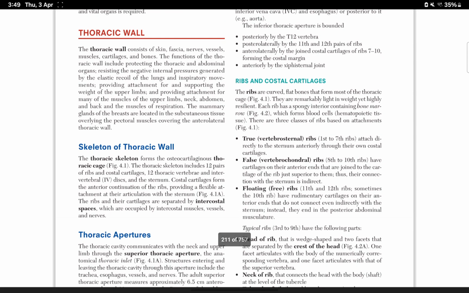Ribs are curved flat bones that form the thoracic cage. They are remarkably light in weight, yet highly resilient. Each rib has spongy bone containing bone marrow, which forms blood cells. There are three classes of ribs based on their attachment: true, called vertebrosternal ribs; false, vertebrochondral ribs, that is 8th to 10th; and floating, that is 11th to 12th.